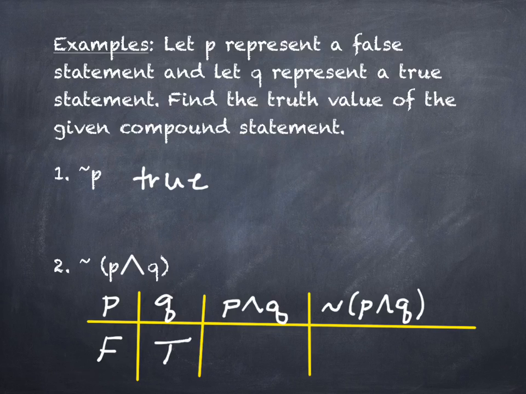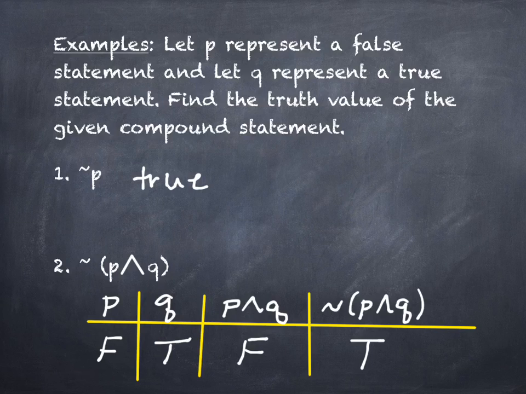It's true. Now here's where you have to think back on those two truth tables we've created before. Is this an and or an or statement? It's an and statement. So if I have one component that's false and one component that's true, and I join them with the word and, it's a false statement. So I write F right here. P and Q combined together is false. Okay. Now the last column is to negate that, which turns it into true.